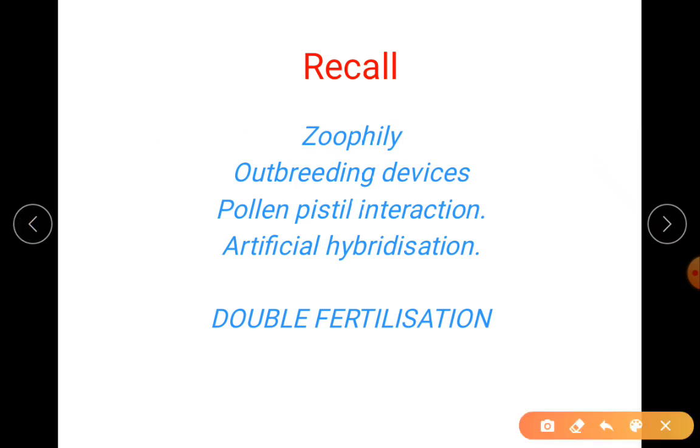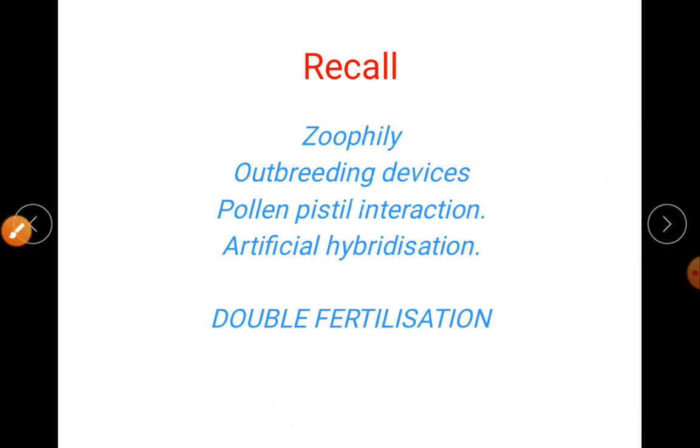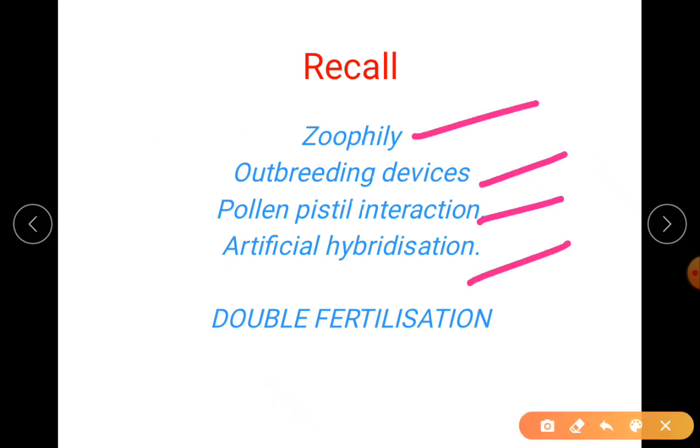Just to recall, this is what comes after pollination, double fertilization, and in post-fertilization we are talking about what happens after the fertilization process. You have already studied before that there is the formation of the zygote and the formation of the embryo. Just to recall, these are your previous topics.